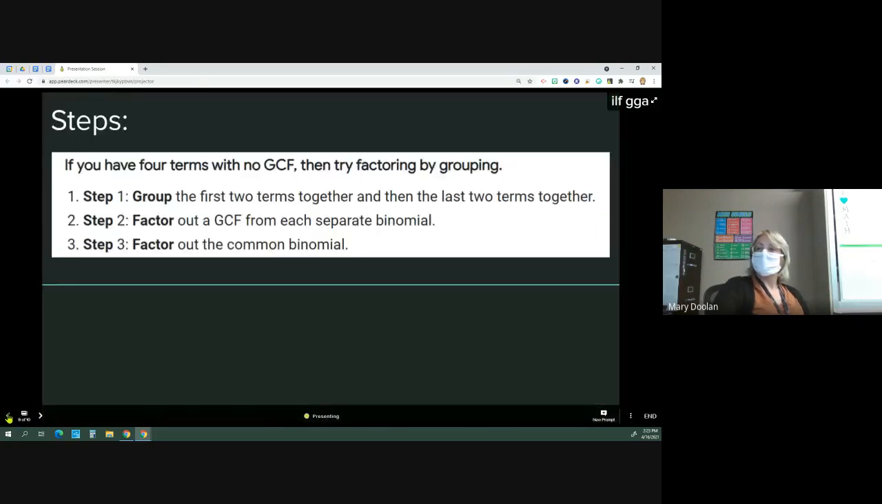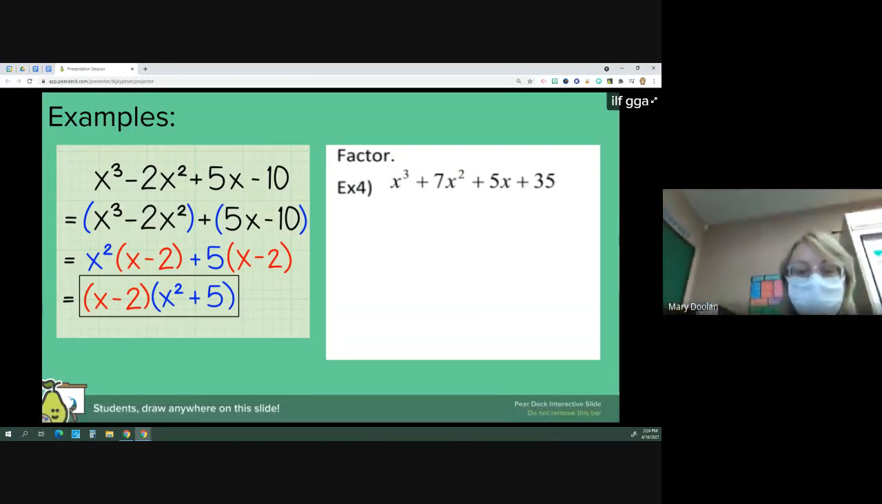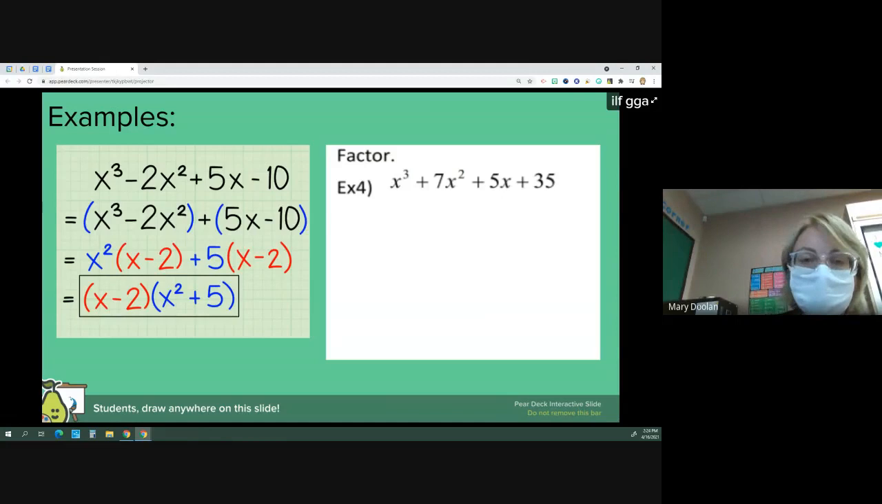So first step is to group the first 2 terms together and the last 2 terms together. So we are going to just draw in 2 pairs of parentheses around the first 2 terms and around the second 2 terms.